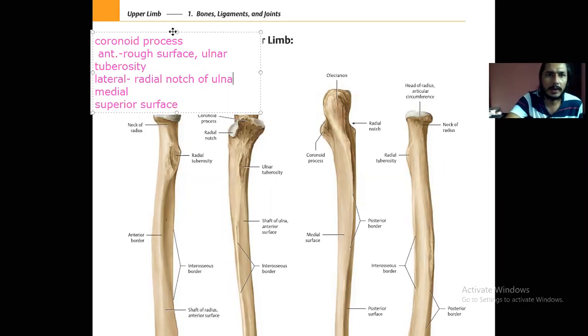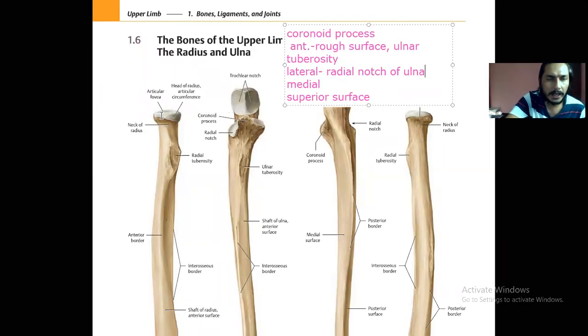Can you see this radius, the head of the radius? This is the superior surface of the head, and this is the circumference of the head. The radial notch of the ulna articulates with this circumference, bound together by the annular ligament to form the proximal radio-ulnar joint. Just remember this. And below, in the lateral surface only, you will find a depression that accommodates the radial tuberosity.